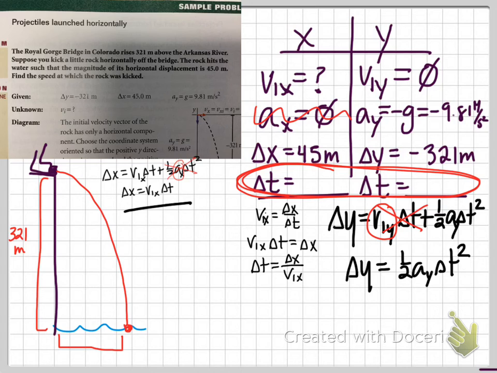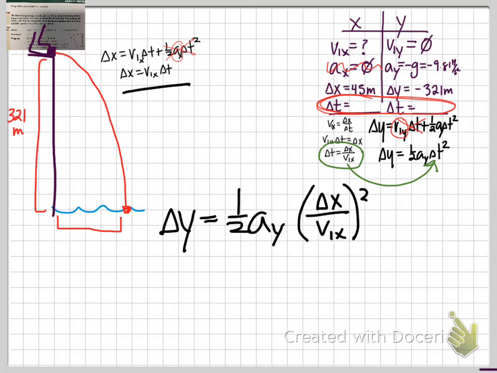Well, you know what? We now have this, which we could jam in here. How stinking cool is that? Okay, so at this point, we've got delta y equals 1/2 a sub y times the quantity delta x over vix quantity squared. What are we solving for? Initial velocity. Well, all our initial velocity is, of course, on the x-axis, so vix is what we're solving for.